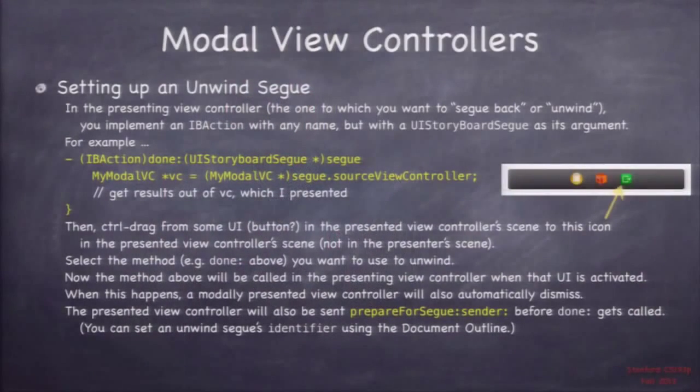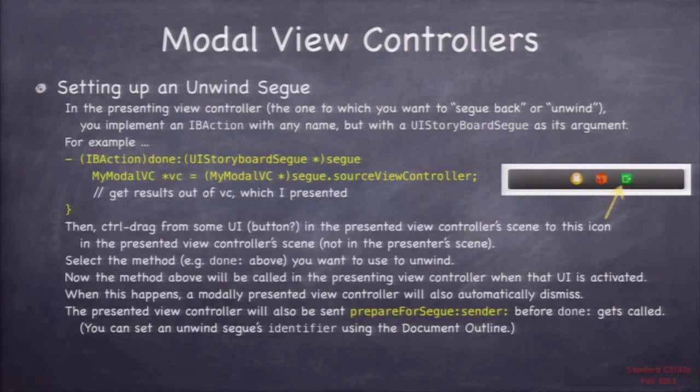Instead, you control drag from that button down to the little green button. You see the image I have there, the little green button at the bottom of the view controller that is starting the unwind segue, the thing that was presented modally. So you go down to that green thing, and when you let go, it's going to give you a list of all these methods, like done right there. All the methods that are IB actions that take UI storyboard segues as arguments.